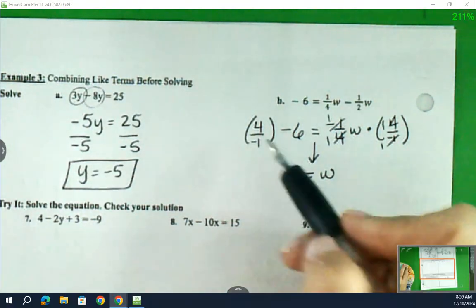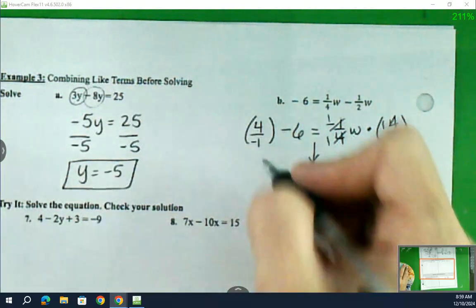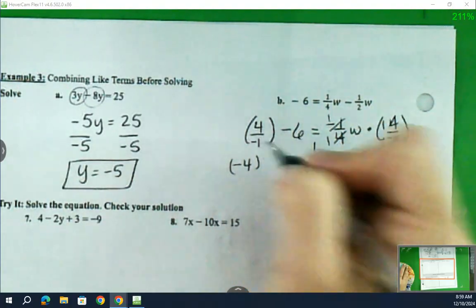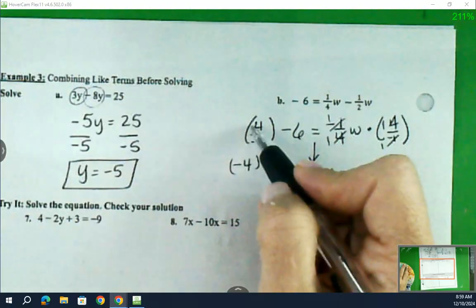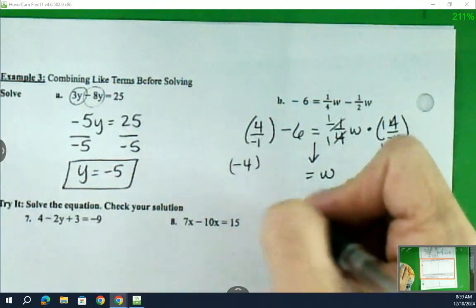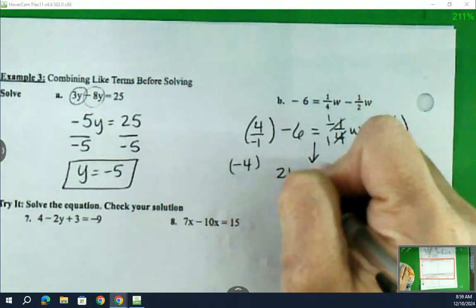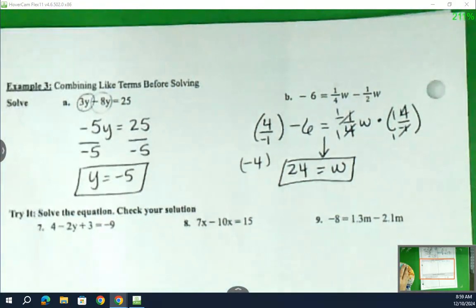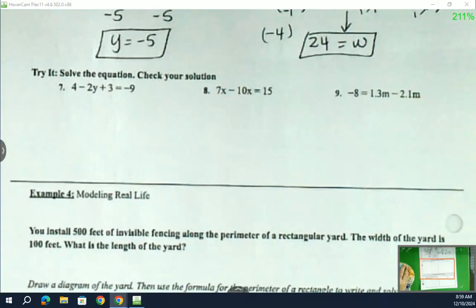And then -4. This is just -4, really. -4 over 1 is just 4 with a negative sign on it. So -4 times -6 is going to give us positive 24. So W equals positive 24. Okay, you can pause and do the next 3 problems and then come right back.